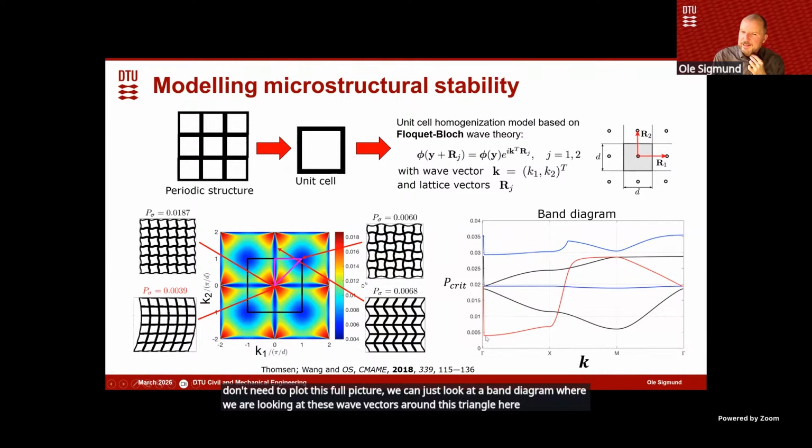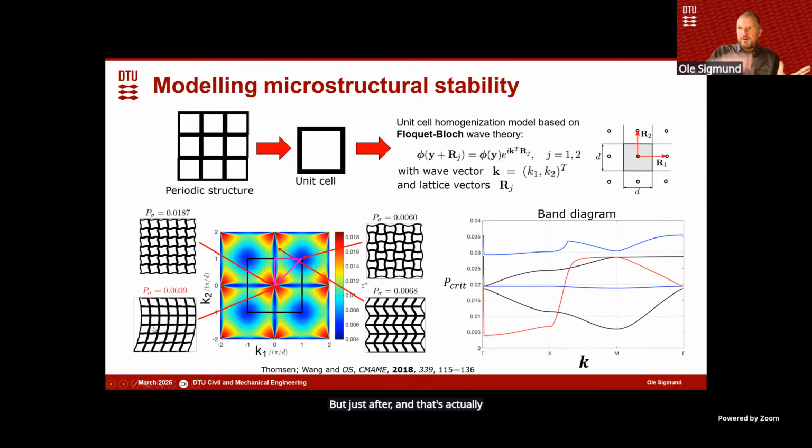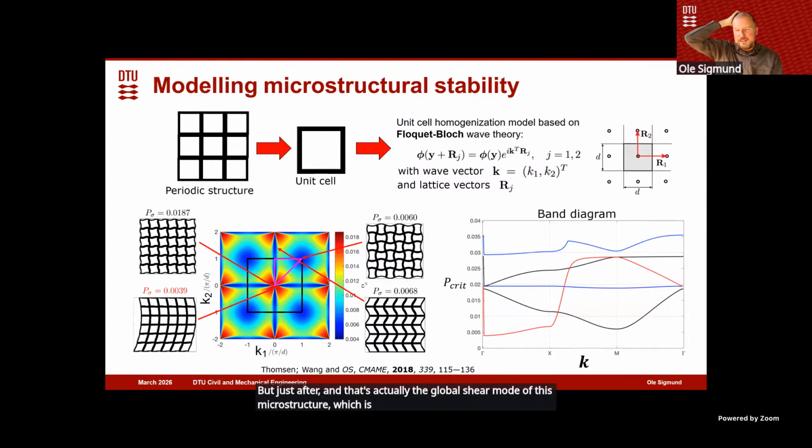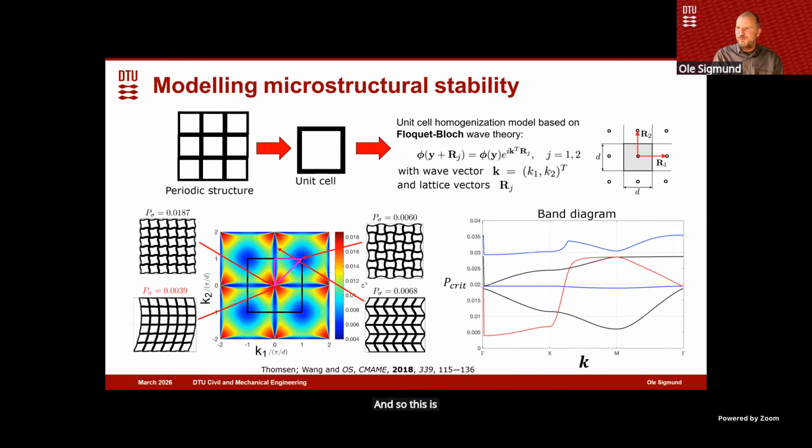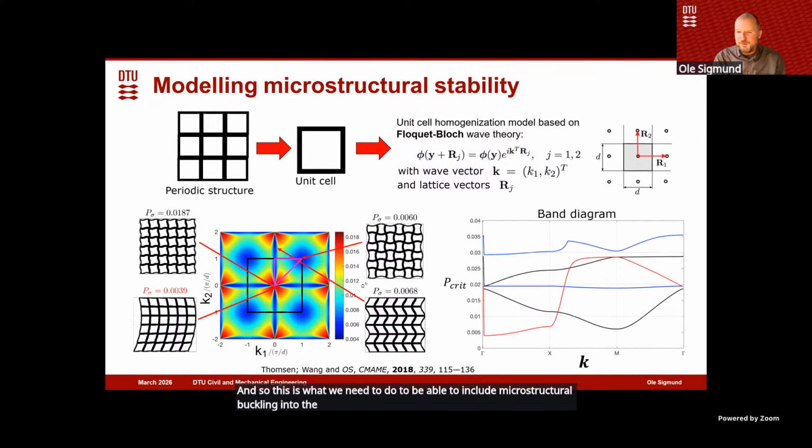And it turns out in this case that the most critical value of the buckling value is this one here, not at 0, so not cell periodic, but just after. And that's actually the global shear mode of this microstructure, which is sort of natural. So in this case, it turns out that the buckling mode locally is given by this worst case design. And so this is what we need to do to be able to include microstructural buckling into the multiscale approach.